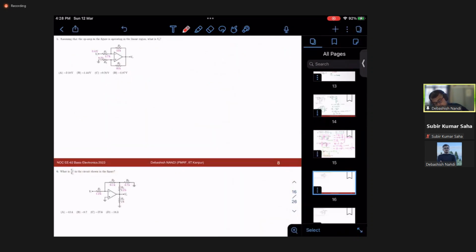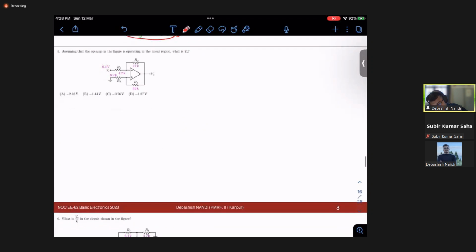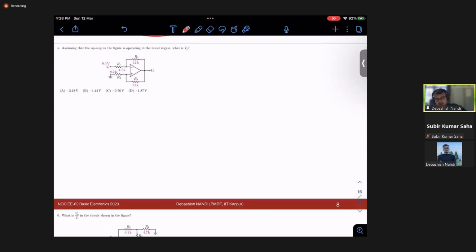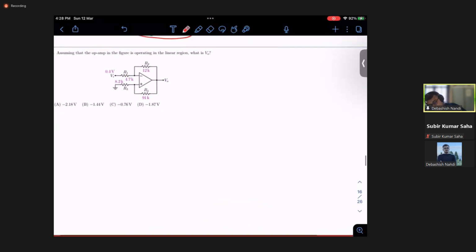So let's move on to the next problem. Assuming that the op-amp operates in the linear region, what is VO? First, two things. Linear region. What do we mean by linear region?